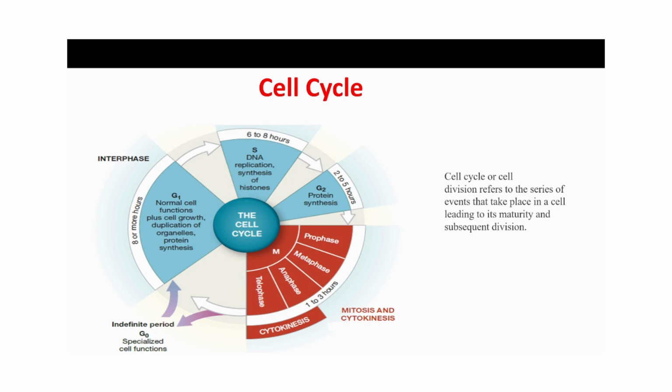Today we are going to start another important topic, cell cycle. So what is cell cycle? The events that occur in the life of a single cell from its maturation to the division into two daughter cells.